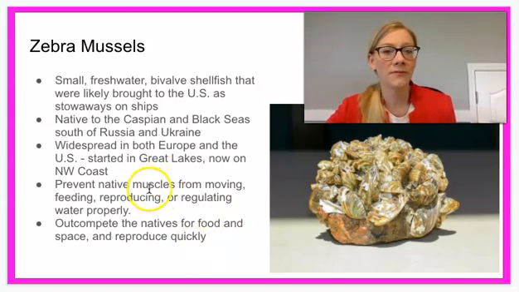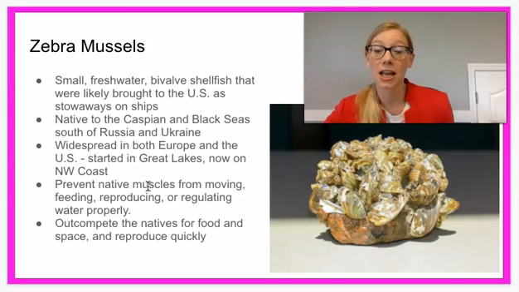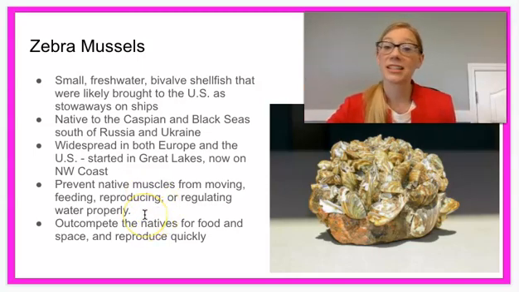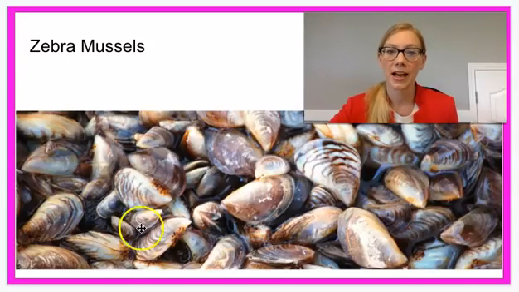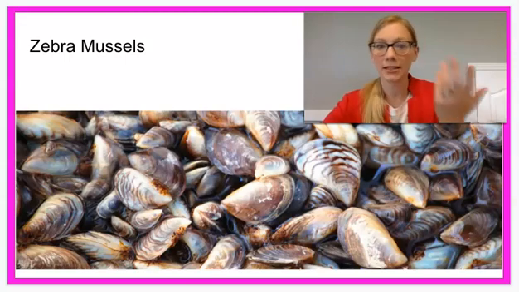And what do they do? They prevent native mussels from moving, feeding, reproducing, regulating the water properly, so they really can't do their job. The native species, these take over, right, which is going to have an effect on other species within the environment too. Basically, they outcompete natives for food and space, and they can reproduce quickly, so they take over. Why are they called zebra mussels? Well, if you look at them, they have this striped pattern, right? They look sort of like a zebra on a shell.